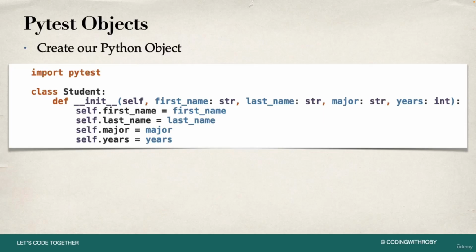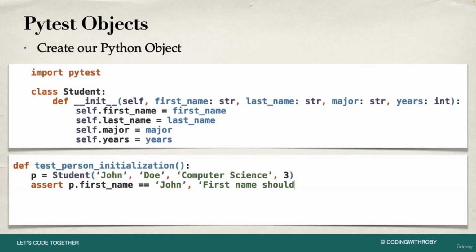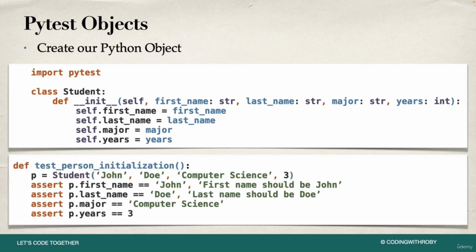And if we have this student and we want to test this student, we'd have to say def test person initialization, where p equals a new Student of John, Doe, Computer Science, 3, where we can say assert p.firstname is equal to John, and then we are also able to pass in a message for future developers. So we can say "first name should be John". Assert p.lastname equals Doe, where "last name should be Doe". Assert p.major equals computer science. Here we do not have a message because a message is optional.